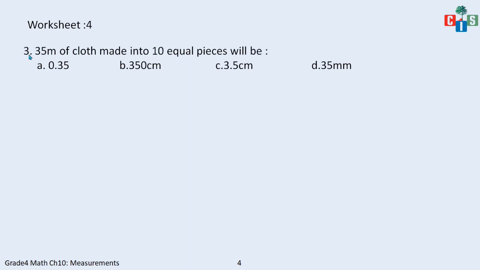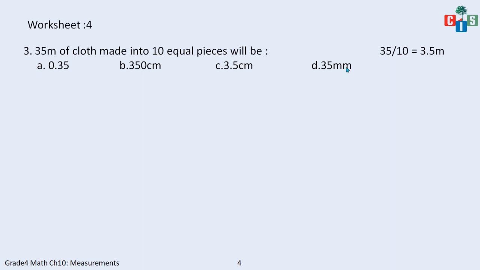Okay. Now let's move on to the worksheet 4 wherein you have spot the error, or mental maths questions. Let's take the first question, that is the third part I have taken, which says 35 meter of cloth made into 10 equal pieces will be dash. So first of all, 35 meter divided by 10 will be what? 3.5 meter. Yes, so let's check whether I have that option.